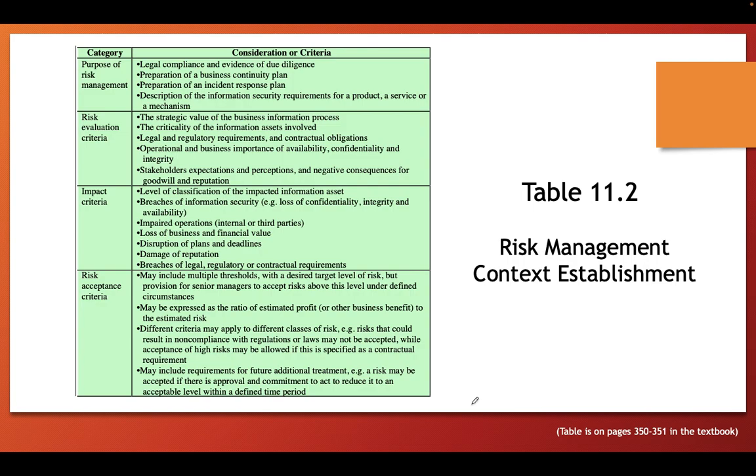Then you have to look at the impact criteria, the level of classification of the impacted information asset, the breaches that are involved, the breach of information security. You have to look at the impact, how this will affect the organization, the impaired operations, what will happen to the organization when this risk has happened, the loss of business and financial value. Then the risk acceptance. So this is all you have for this table 11.2, risk management context establishment.